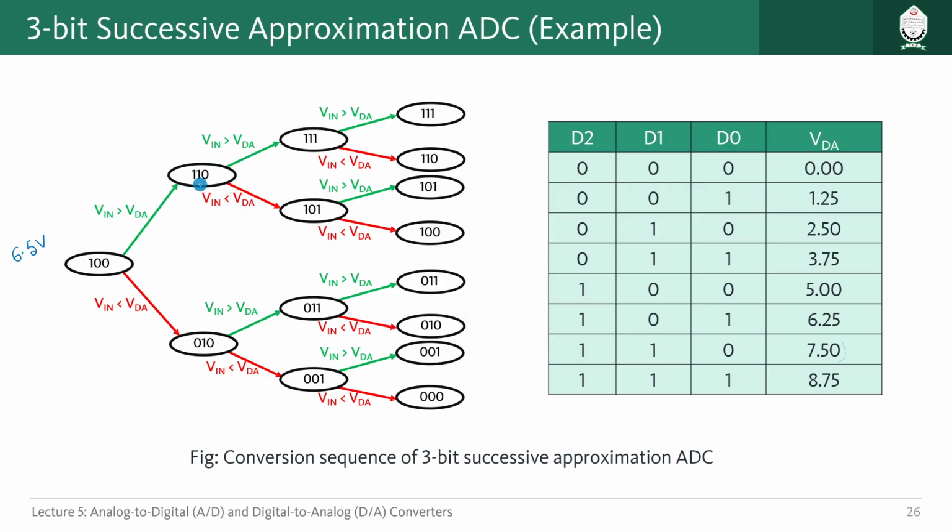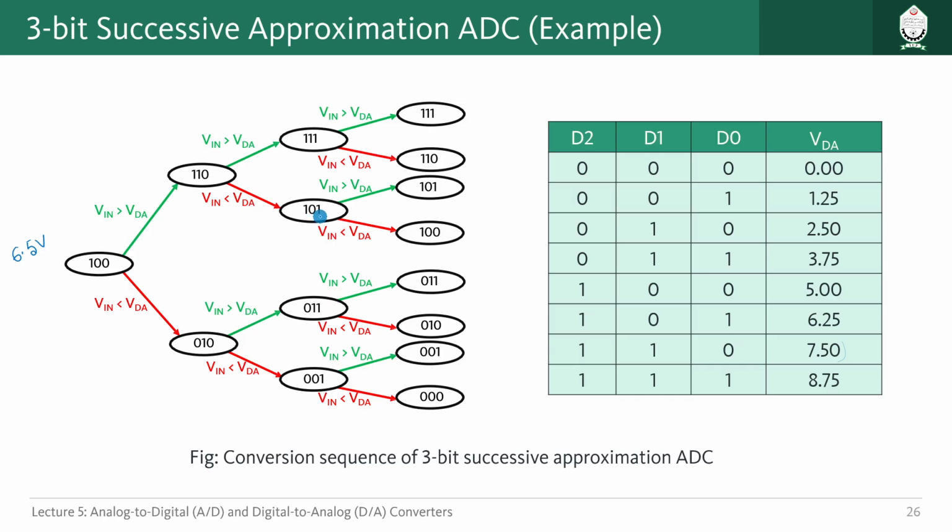The middle bit should not be 1, it should be less than that, right? So that's why we will go on to this path here, because the input voltage is less than the one we have guessed, and now we will come here. So we have to keep the second bit as 0, and we will start with the third one.